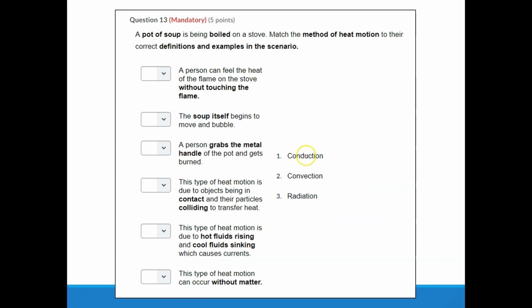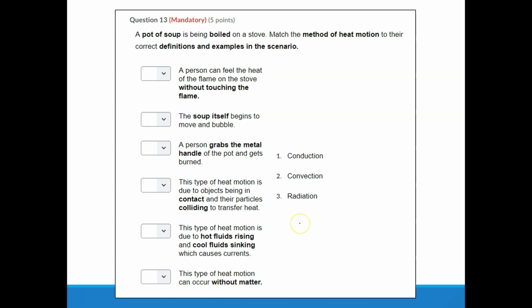Okay, so taking a look here, conduction, convection, radiation, you should be able to match these up. So the examples in the scenario: the person can feel the heat of the flame without touching the flame, the soup itself begins to bubble, a person grabs the metal handle and gets burned. And then the actual types of motion: heat motion when objects are in contact and particles are colliding, heat motion when hot fluids rise and cool fluids sink, causing currents, and then the heat motion that can occur without matter, without particles, without anything to make it move.